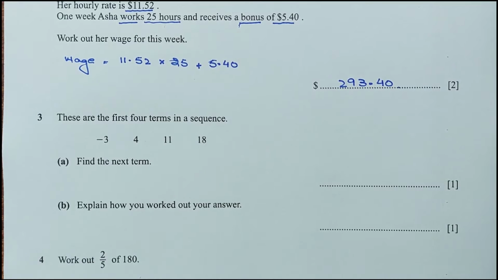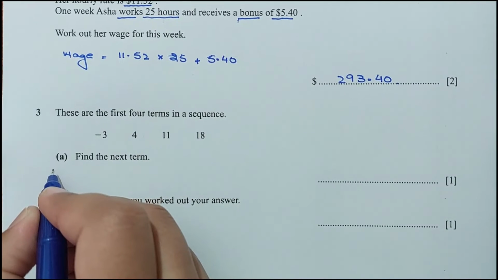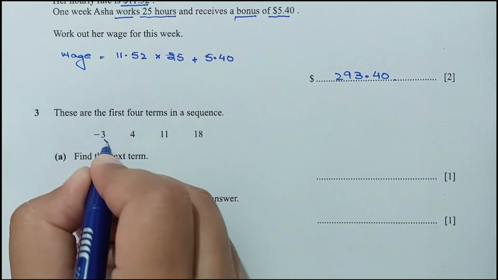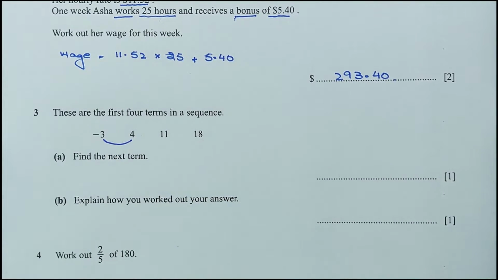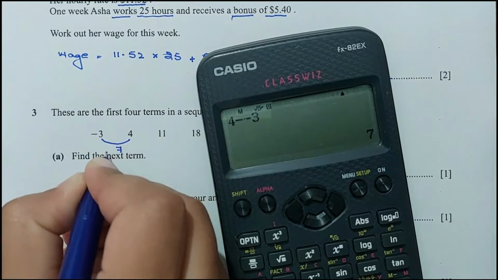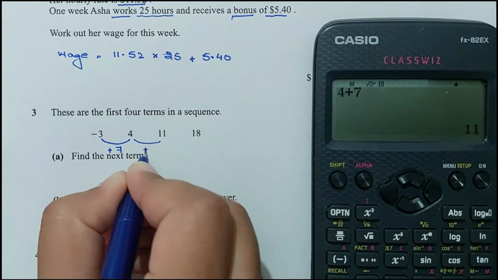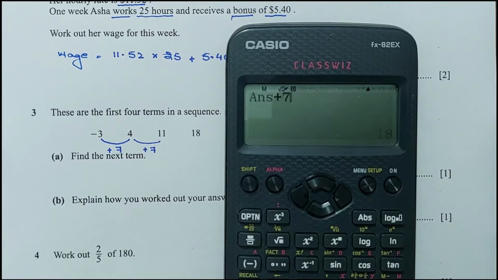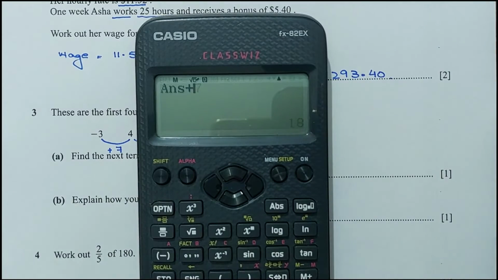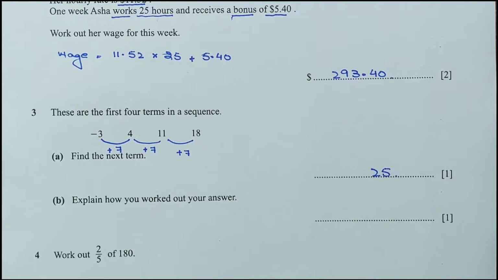Question number 3. These are the first 4 terms in a sequence. Part A, find the next term. So we have to find the difference and pick the next term. The difference between 4 and -3 is 7, adding 7. In 4 add 7, that is 11. In 11 add 7, that's going to be 18. So adding 7 each time, the next term would be 18 add 7, that is 25. That is an arithmetic sequence.